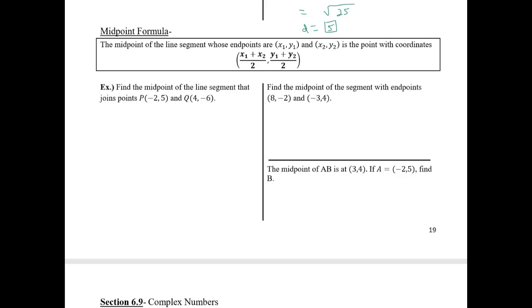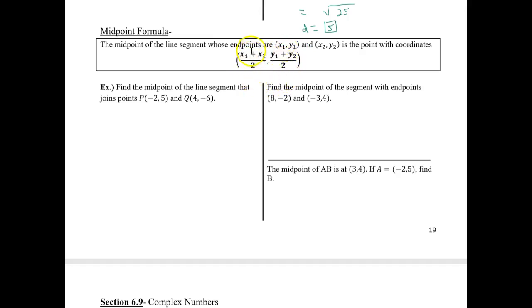In this video, we're going to be talking about the midpoint formula. The midpoint of a line segment with endpoints, so we call them x1, y1, and x2, y2 to show the two endpoints, will be the coordinate where we add x1 and x2, divide by 2, and that gives us our x value of the coordinate, and then add y1 and y2, divide by 2, and that gives us the y coordinate.